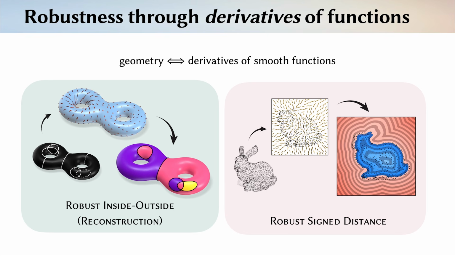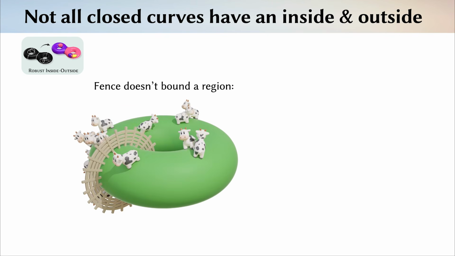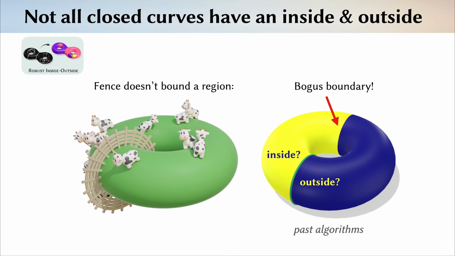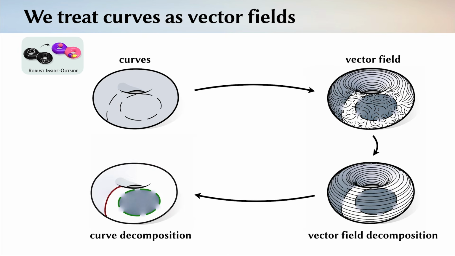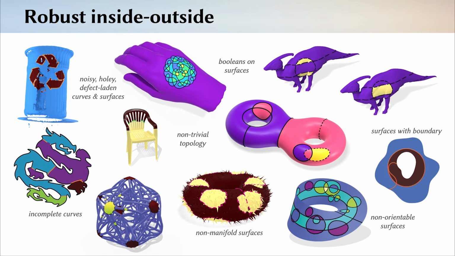For example, inside and outside is hard to compute on general surfaces because there might be closed curves that simply don't have a well-defined inside or outside, and these curves completely foil traditional algorithms. We show that by processing a derivative of our inside-outside function, you can properly account for ambiguous input using a duality between curves and vector fields, letting you compute the inside and outside of shapes robustly on all sorts of surfaces under all sorts of conditions.